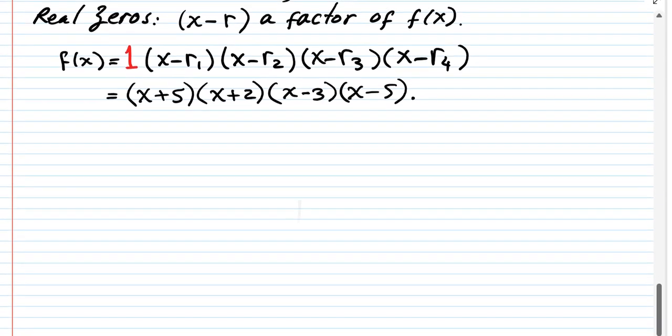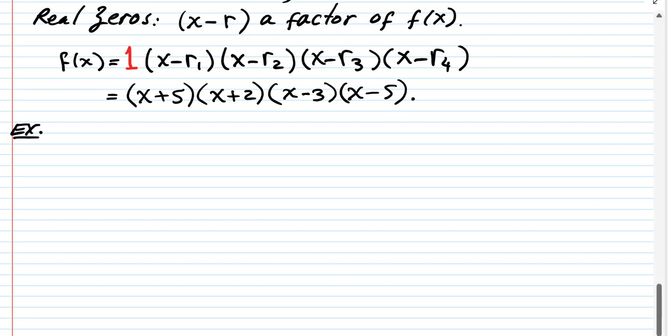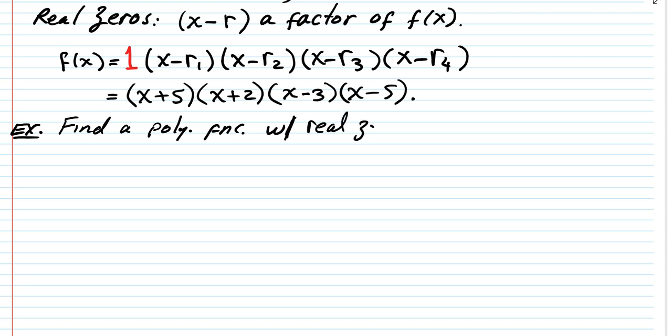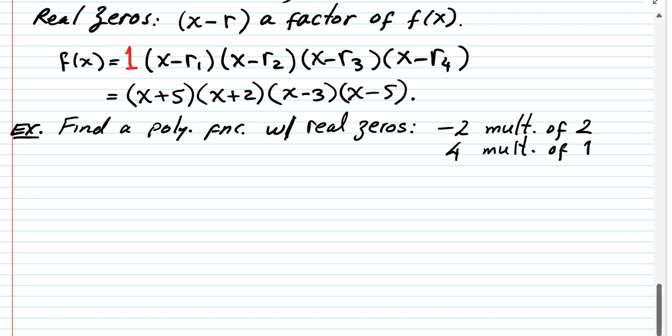Okay, now let's do something similar. This time I want to find a polynomial with real zeros. So let me start with that. Find a polynomial function with real zeros. Now this time I want to have -2, but this time I'm allowing for multiplicity. Multiplicity of 2 means I want 2 -2's. The other zero is going to be 4 with multiplicity of 1. That means only 1, 4.